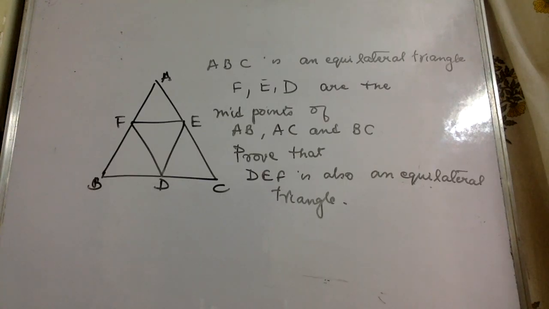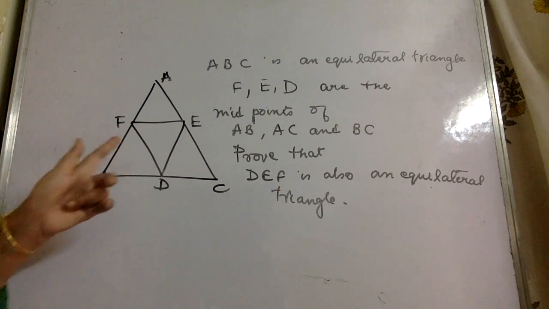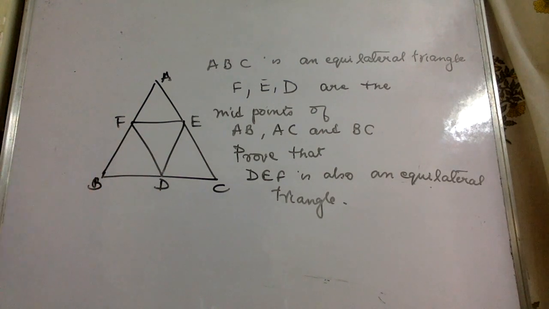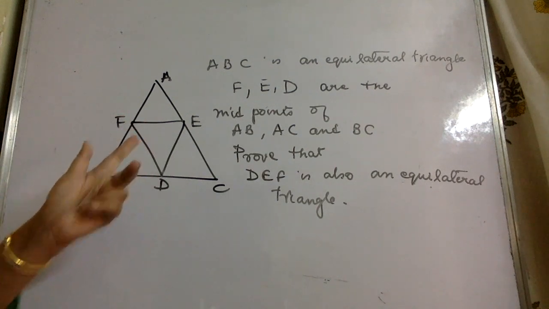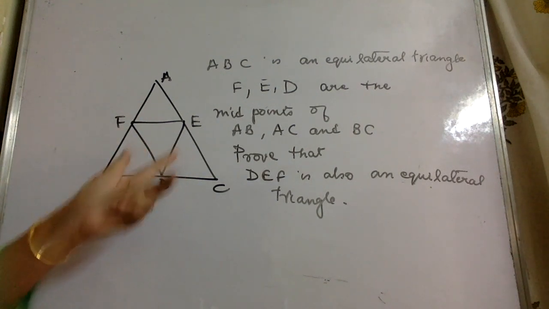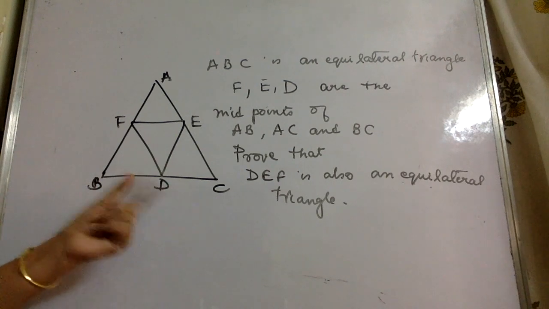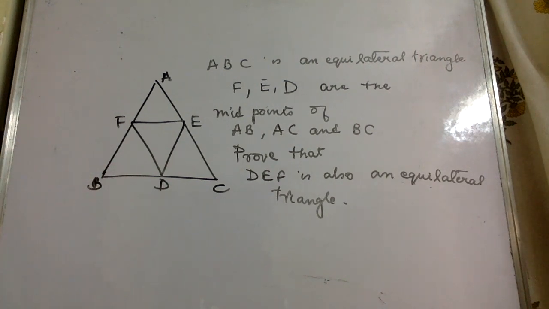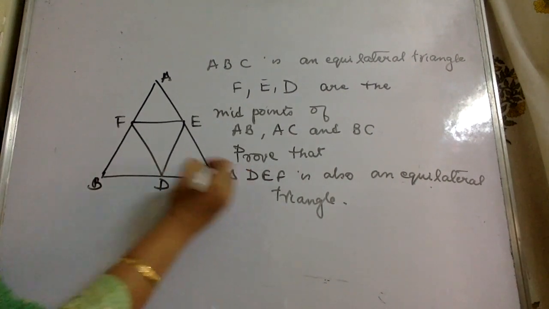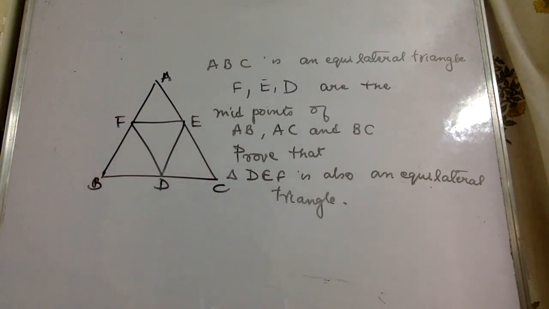So here we have ABC as an equilateral triangle. F, E, D are the midpoints: F of the side AB, E of the side AC, and D of the side BC. Then you have to prove that triangle DEF is also an equilateral triangle. We have to prove the smaller one is also an equilateral triangle.